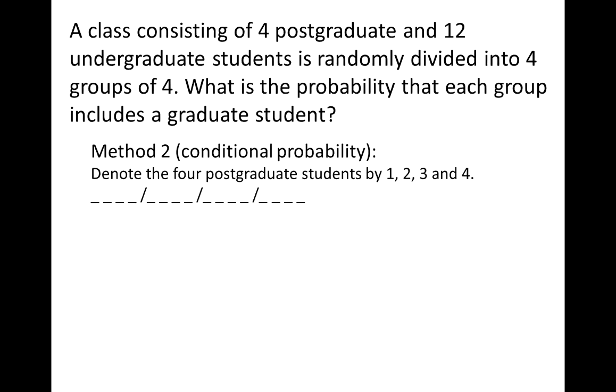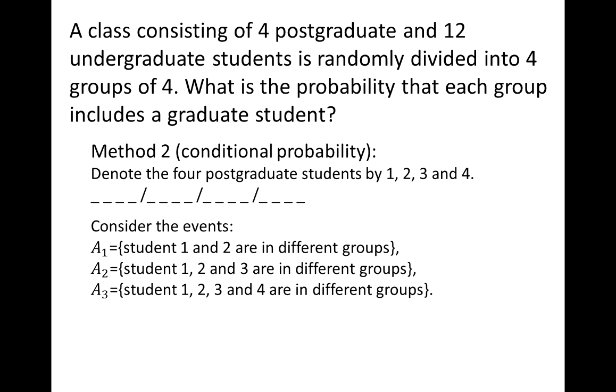We now introduce another method by conditional probability. We still denote the 4 postgraduate students by 1, 2, 3, and 4. And the problem is how to put the 4 postgraduate students into the 16 student slots such that each one is in a different group. Consider the following events. A1 is student 1 and student 2 are in different groups. A2 is student 1, 2, and 3 are in different groups. A3 is student 1, 2, 3, and 4 are in different groups.